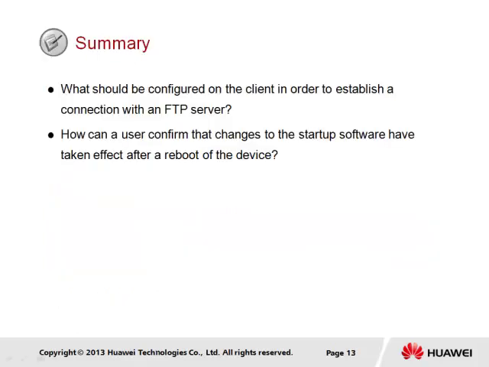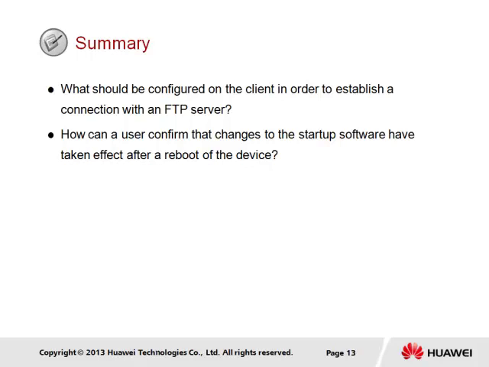In summary then, we have a couple of questions. The first is, what should be configured on the client in order to establish a connection to an FTP server? Well, the client must be able to reach the FTP server over IP, and therefore have a valid path to the FTP server. This means an IP address must be configured on the interface via which the FTP server is reached.